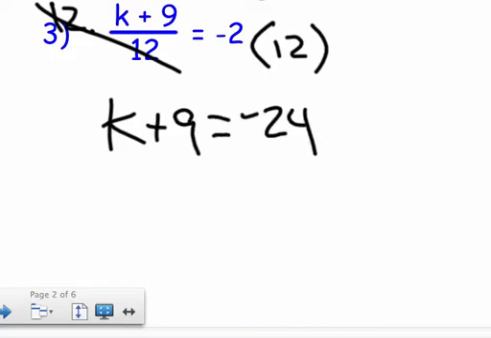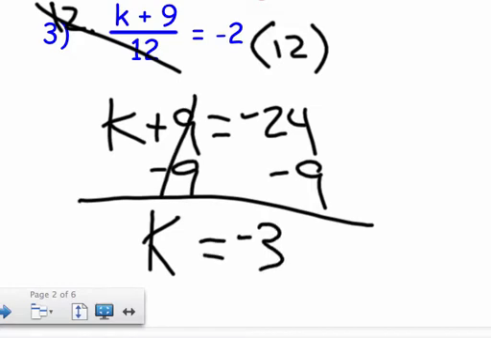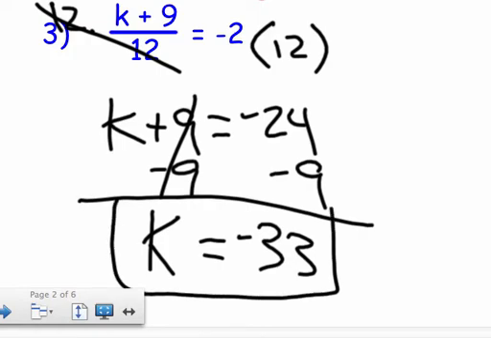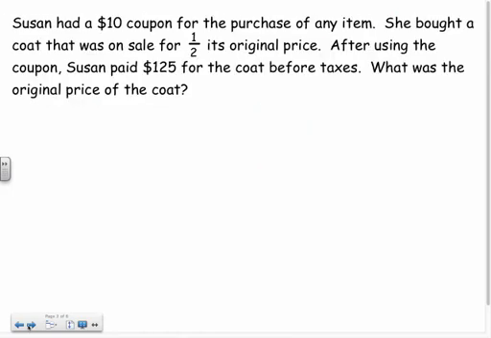And now I can subtract that 9, right? The inverse of adding 9 is subtracting 9. Whatever I do to one side, I do to the other. So k, these are gone, equals negative 24 and negative 9 give me negative 33. And we're done. Okay, so just do the inverse of what's being done. Whatever you do to one side, do to the other. Make sure you get rid of that fraction if that's the case.